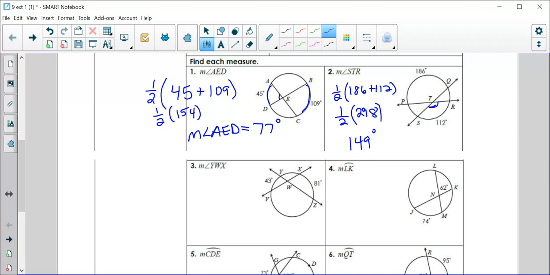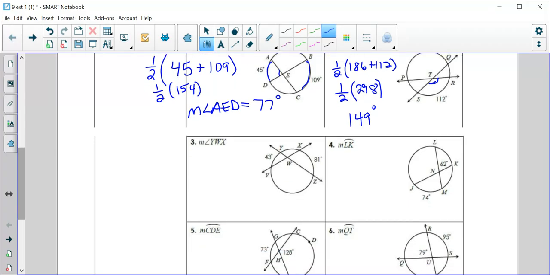All right, let's look at one where it's asking us to find a different angle. So number 3, we want to find YWX. So we want to find the top angle, but we're given the side angles. So what you're going to do is use the side angles, the average of those, to get this inside angle. Then we can subtract from 180 to get the opposite angle. So we can go half of 43 plus 81.